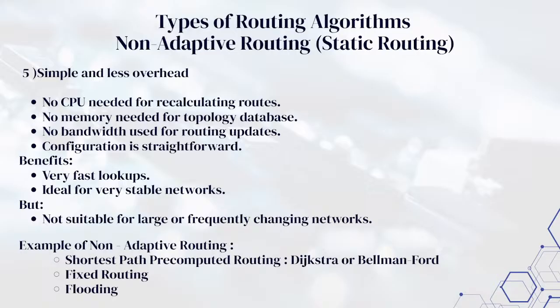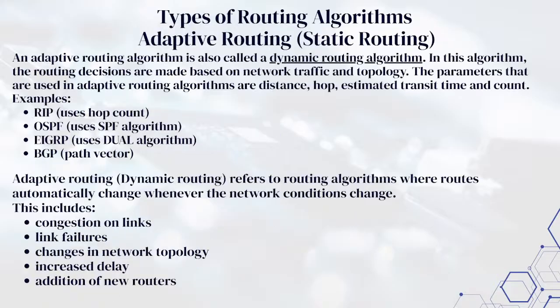If we talk about the negative side, it is not suitable for large or frequently changing networks. Examples of non-adaptive routing are the shortest path routing algorithm, fixed routing and flooding. Dijkstra's algorithm or the Bellman-Ford algorithm can be considered for shortest path routing.